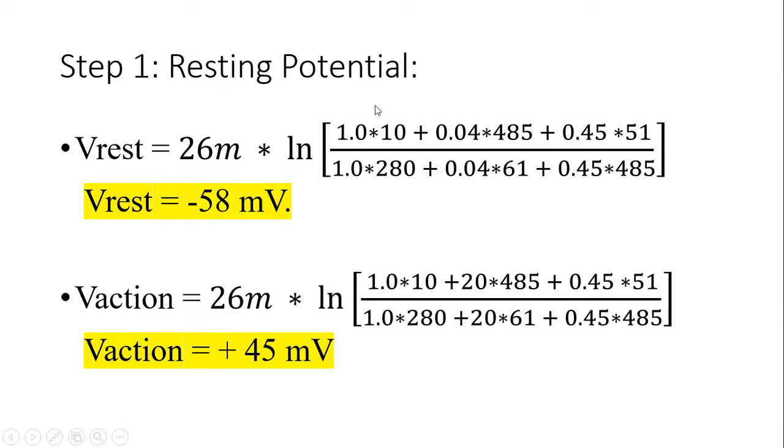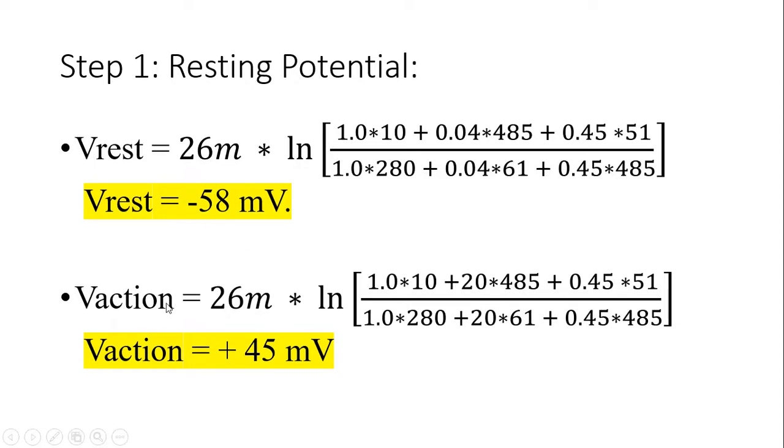Step one is to find the resting potential. As we know, the resting potential is characterized by the equation 26 millivolts times ln of (PK Ke plus PNa Nae plus PCl Cli) divided by (PK Ki plus PNa Nai plus PCl Cle). If we substitute all these values, we'll find that the resting potential is somewhere around minus 58 millivolts.